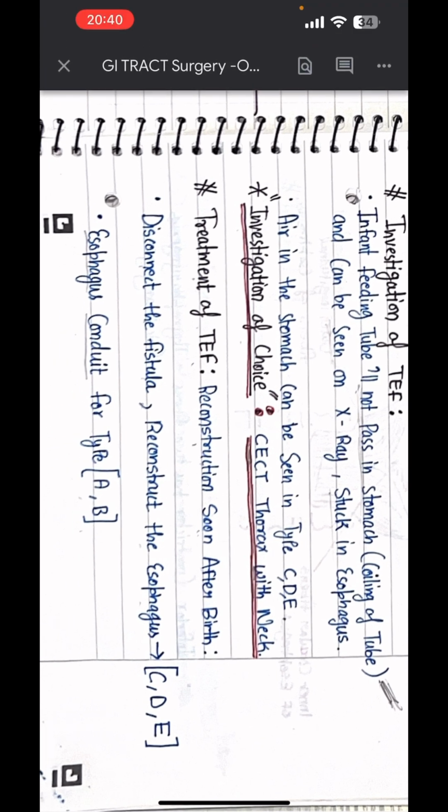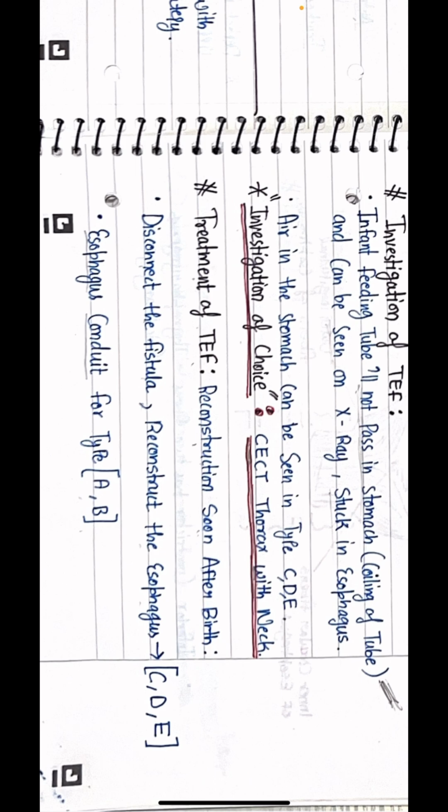Just reconstruct it as soon as possible after the birth, because our newborn will die without nutrition if they are not getting food to the stomach of the newborn. So we will try to reconstruct it as soon as possible.